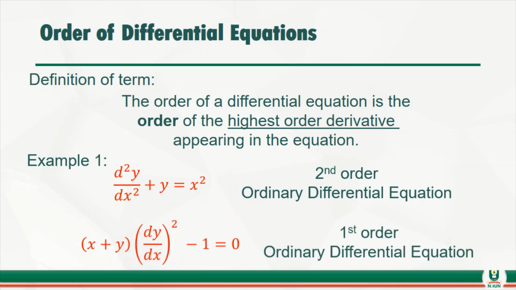Example number 2. Let's look at this one again. You notice that here we have it to be first order, but there's a square on it. That is why we see (dy/dx) squared. Because of that, the highest derivative here is 1. And with that, we can say that the problem is a first order ordinary differential equation.